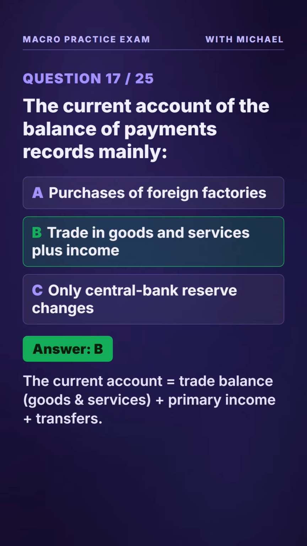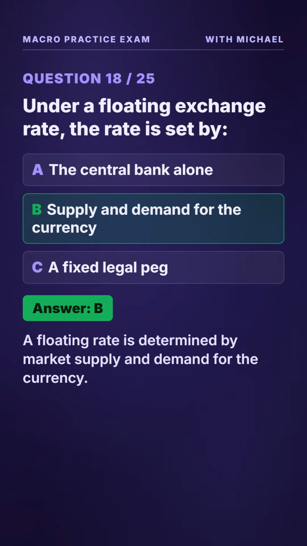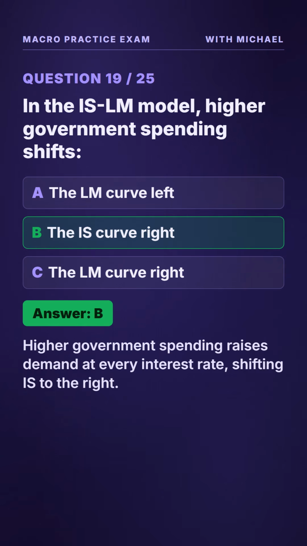Question 17. The correct answer is B. The current account equals trade balance, goods and services, plus primary income plus transfers. Question 18. The correct answer is B. A floating rate is determined by market supply and demand for the currency. Question 19. The correct answer is B. Higher government spending raises demand at every interest rate, shifting IS to the right.